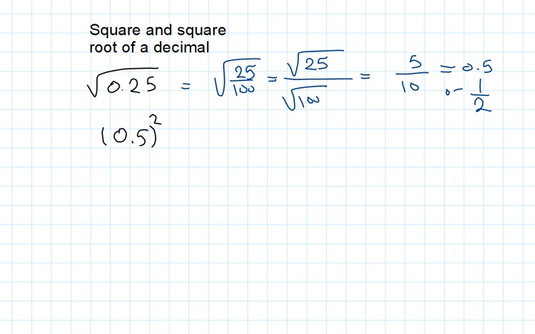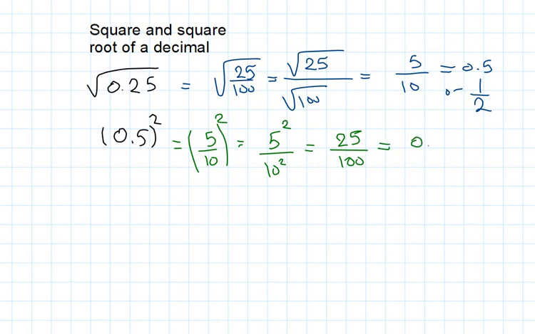Now if you want to square the numbers, same deal, you convert it to fractions first. So 5 over 10, or the square of 5/10. From the exponent laws, that is the square of 5 over the square of 10, which is 25 over 100, or 0.25. That's it.